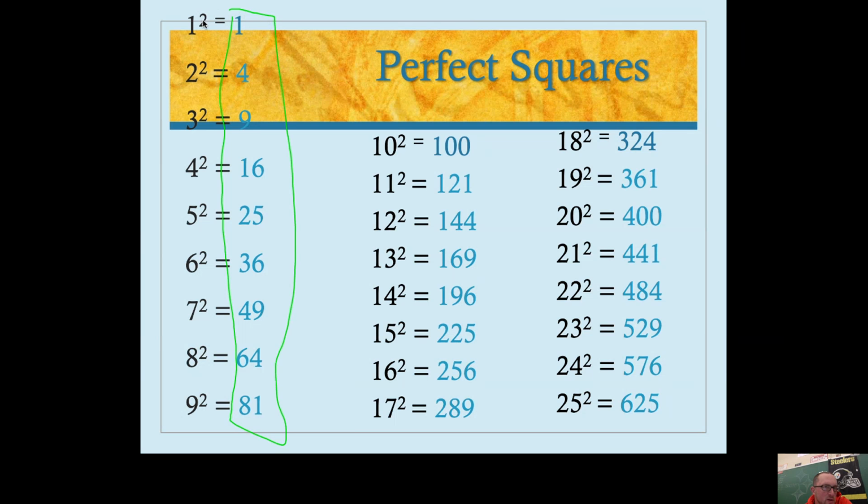1 is a perfect square because 1 squared is 1. 4 is a perfect square because 2 squared is 4. 2 times 2 is 4. 3 times 3 is 9. 4 times 4 is 16. That's why these are perfect squares.